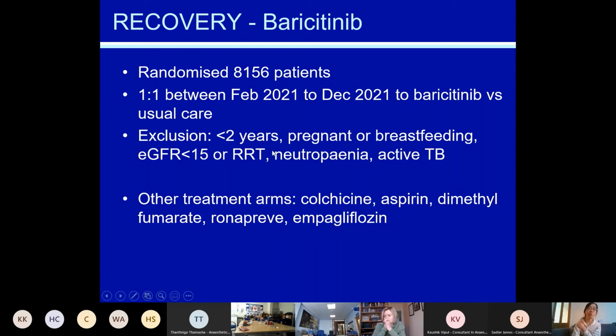So exclusion criteria: people were recruited all the way down to 2, and people who are significantly immunocompromised, so renal failure, neutropenia, active TB were excluded. Pregnant and breastfeeding people were excluded. And to be aware, at that time, as well as the usual care that I mentioned, colchicine and aspirin were the other treatment arms that were going on at the time.